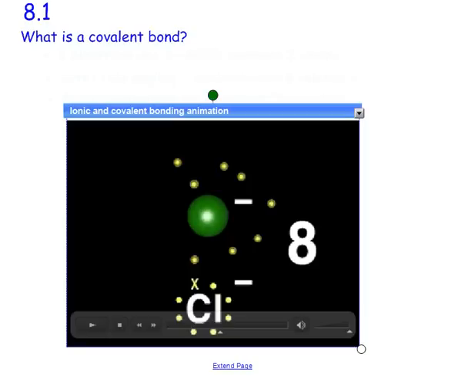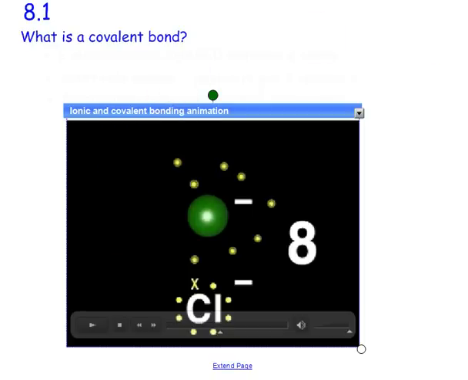This video lecture is meant to cover the information found in Section 1 of Chapter 8. This is our first video lecture in Unit Number 8 on covalent compounds. This section covers Objectives 2, 3, and 4 on your unit objective sheet.